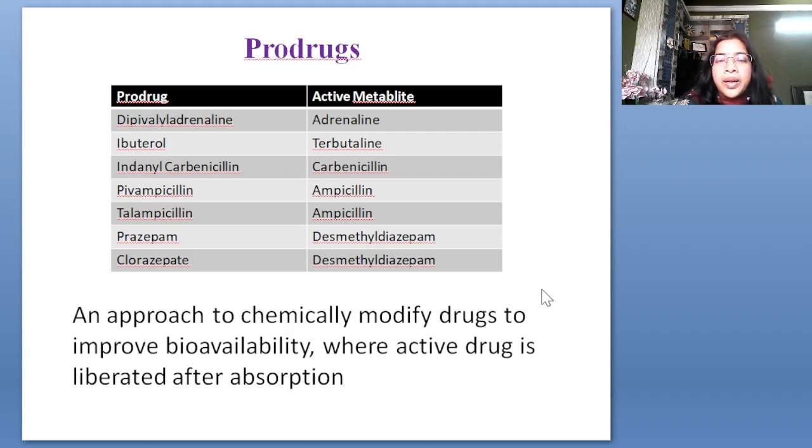When the drugs get inactivated in the GIT, then it is important to protect them so that the desired amount of drug reaches the site of action. So enteric coating is one approach, and designing the drug in the form of a prodrug is another approach. In the case of a prodrug, the drug is chemically modified to improve bioavailability, where the active drug is liberated after absorption or after metabolism. The liver will convert the prodrug into the active drug.